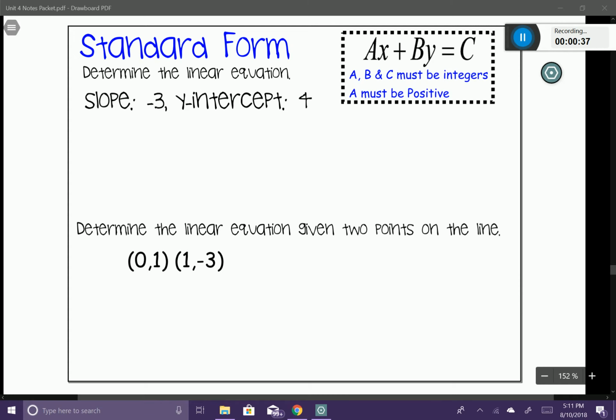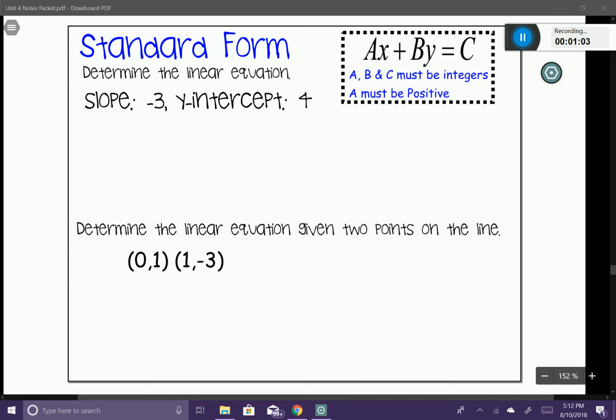The formula is ax plus by is equal to c. So if you have an equation in this form, you have a linear equation, which creates a line on your coordinate plane. Now, there are some stipulations that go along with standard form. A, B, and C must be integers, and A must be positive. So you have to keep that information in mind as you work through these problems.